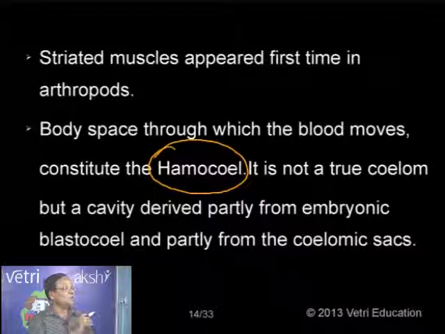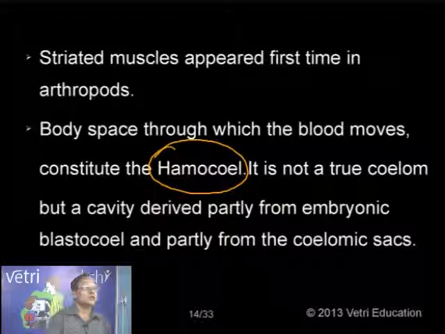Normally, these are true coelomate animals. Annelida, arthropoda, mollusca, echinodermata, and chordata are all true coelomate animals, and based on the development of coelom, we call it schizocoel. But in the case of arthropods, this hemocoel, the body cavity filled with blood, is not considered a true coelom. It is partly developed from the blastocoel, the primary body cavity of the embryo, and partly from the coelomic sac. Some pouches found in the cavity are enlarged to form the coelomic cavity.